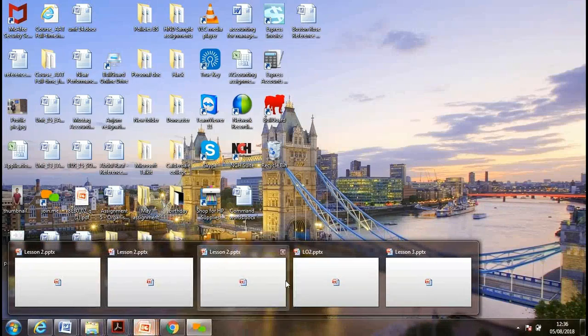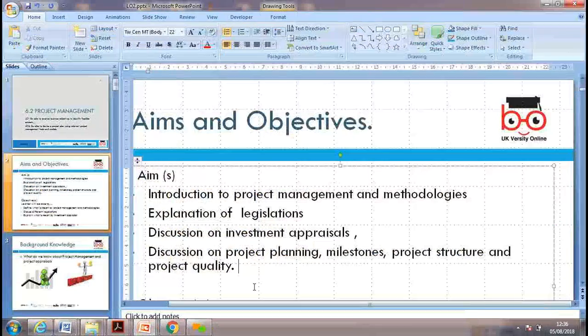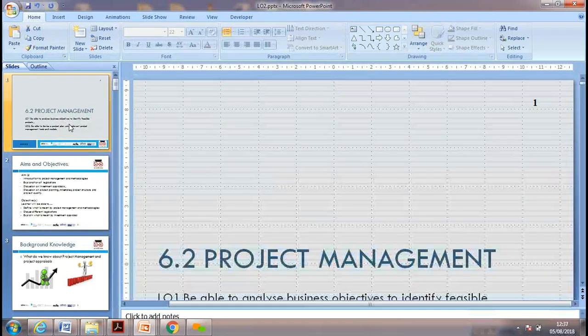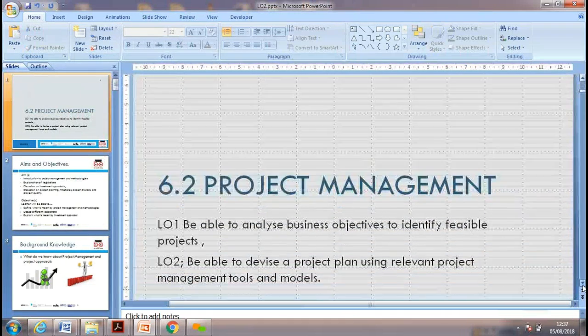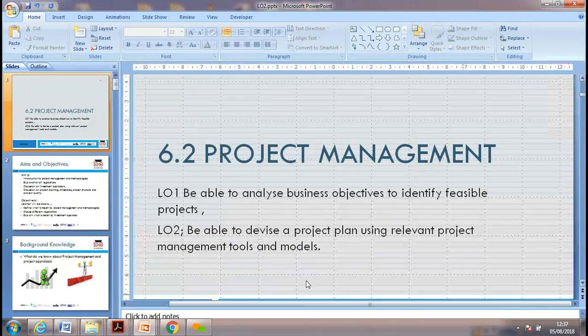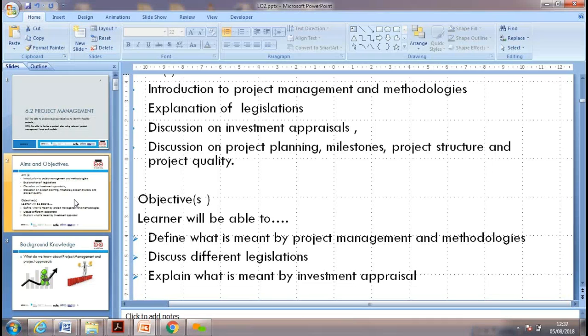No, sir. Okay, so let's start our lesson today. So today we are doing lesson 2, which is linked with the LO1, LO2. So we will go through LO2 today. So today's lesson aims and objectives: introduction to project management. Further, we'll discuss project management and different methodologies, different methods, and explanation of different legislation.